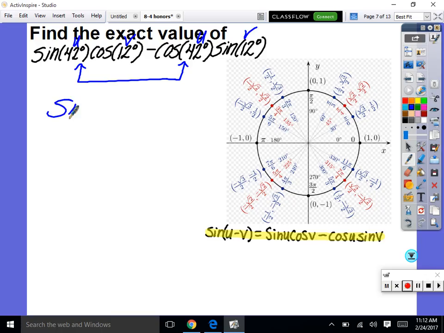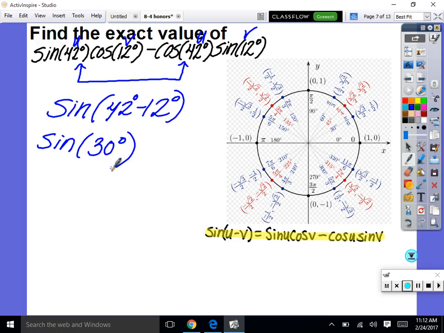So this is the same thing as sine of 42 minus 12, which is sine of 30 degrees, which now we can find. Sine of 30 degrees is 1/2. So it's really easy. A lot of times on the ACT, they'll give you the formula and say, so what's this? So it's just knowing how to use it. You would have been trying to do the decimal. It's just recognizing, okay, I can change this.